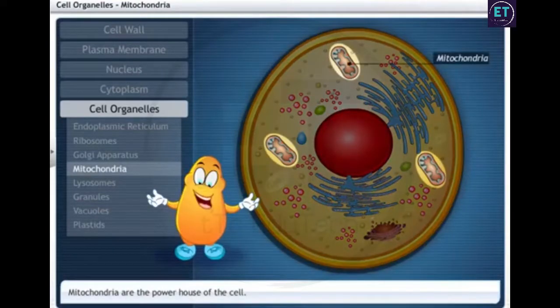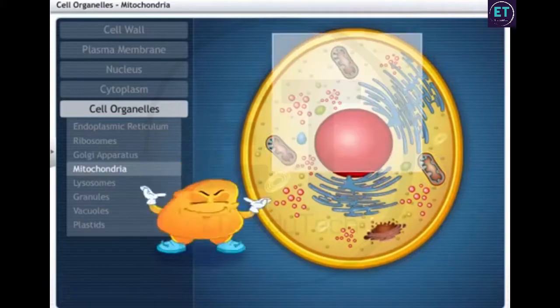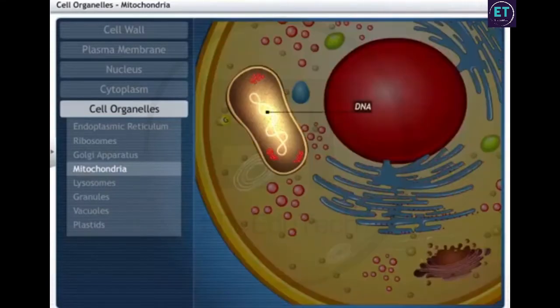This is the powerhouse of the cell, called mitochondria. They have their own DNA and ribosomes to synthesize respiratory enzymes. These enzymes oxidize glucose molecules to produce energy in the form of adenosine triphosphate or ATP. This energy is used for chemical activities and mechanical work. Mitochondria have outer and inner membranes. The inner membrane folds into cristae, creating more area to make ATP.